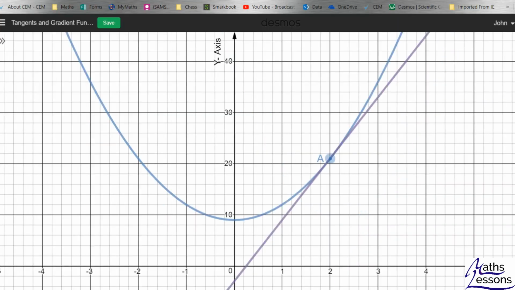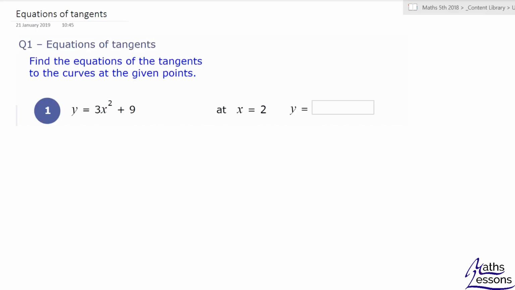Here we go. This is the graph of y equals 3x squared plus 9. And here's the tangent where x equals 2. We want to find the equation of this purple line given this blue curve. How do we do that? Well, we don't need to draw it to do it. What we're going to do is use some algebra, some differentiation.